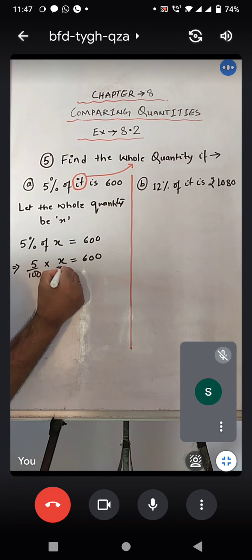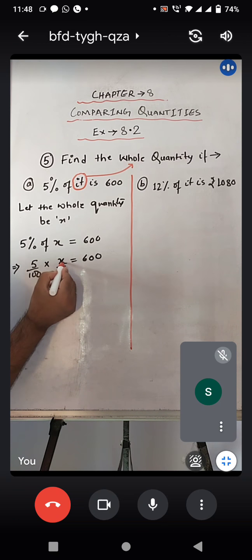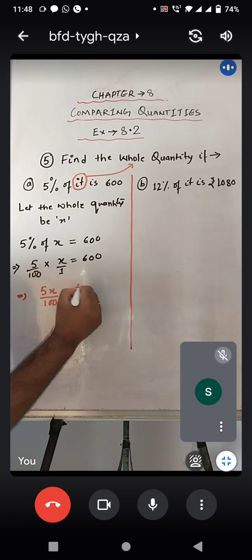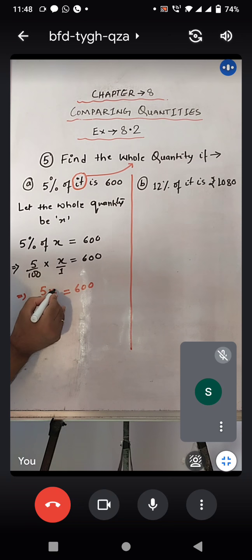Now x has 1 as the denominator. So what you have to do is multiply numerator with numerator and denominator with denominator. So 5 into x is 5x, 100 into 1 is 100, that is equal to 600. Okay, now we have to find the value of x. This x we have to find out.